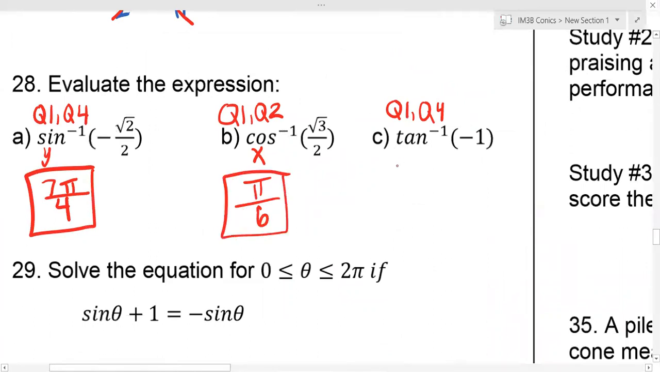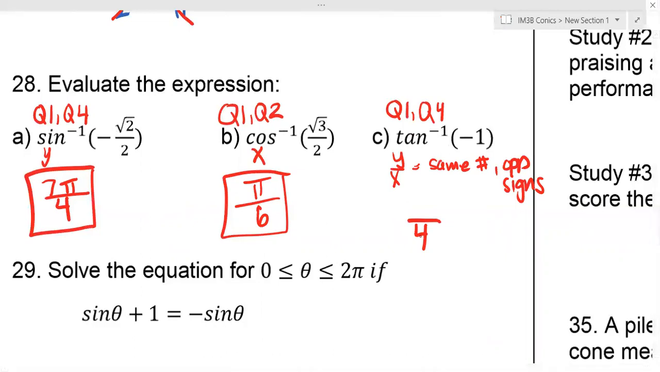For tangent, remember, since it's y over x, we're looking for it to be the same number, but opposite signs. And so what I know is it's going to be something over 4, because that's where that occurs, where I have rad 2 over 2 for both x and y.